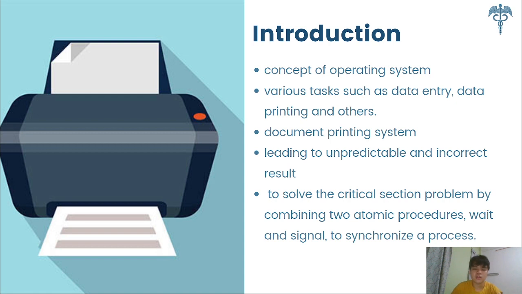There is a problem that occurs when we are printing documents, which is that many threads simultaneously access and modify shared data, which can lead to unpredictable and incorrect results. So we will start to understand the semaphore and use it to solve the critical section problem by combining two atomic procedures, wait and signal, to synchronize the processes.